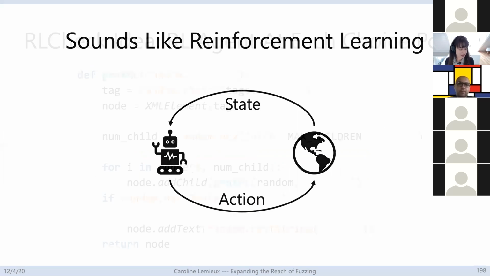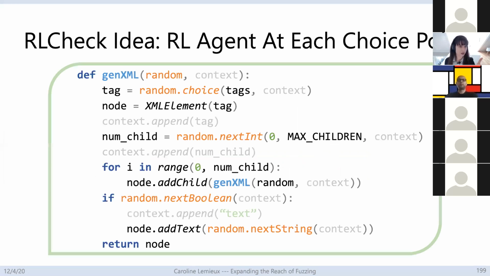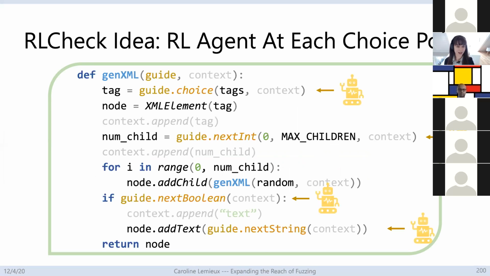So that's basically the idea of RLCheck: instead of these calls to randomness, those calls are actually replaced by calls to an RL guide that provides the same interface as the choice of randomness. But behind the scenes, instead of choices being taken randomly, they're being taken such that the agent is learning through time what the best choices to take are.